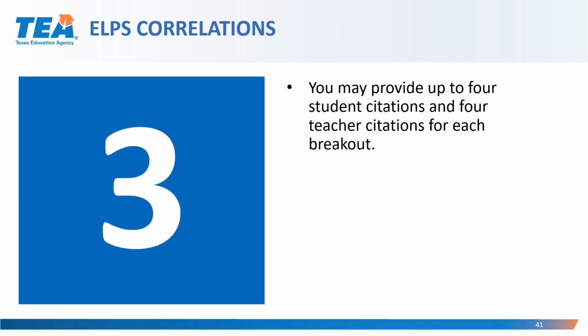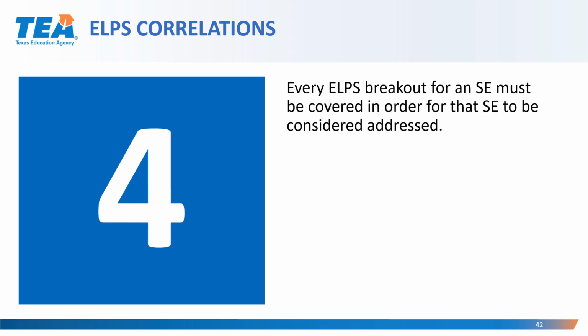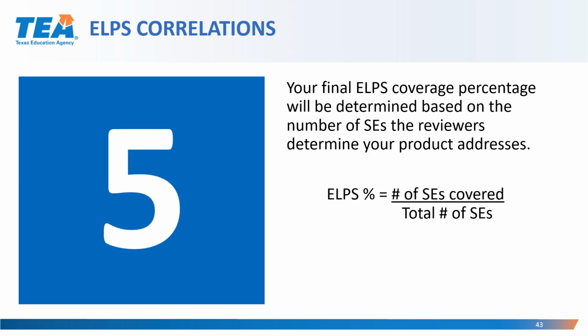Since you're only required to provide one acceptable citation for the ELPS breakouts, we've provided fewer rows. You may provide up to 4 student and 4 teacher citations for each breakout. And just like the TEKS correlations, we ask that you take your time, provide your best citations first, and be very specific when providing location information. Every breakout must be covered in order for the SE to be considered addressed. We will calculate your final ELPS percentage in the same way we calculate your TEKS percentage by dividing the number of covered SEs by the total number of SEs.